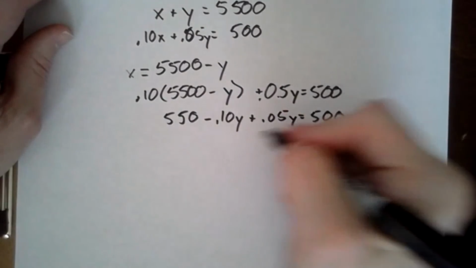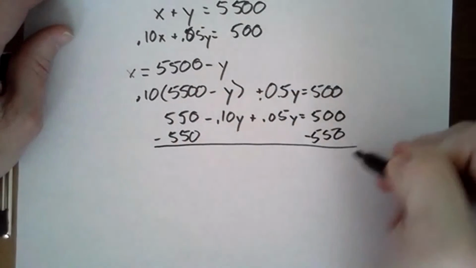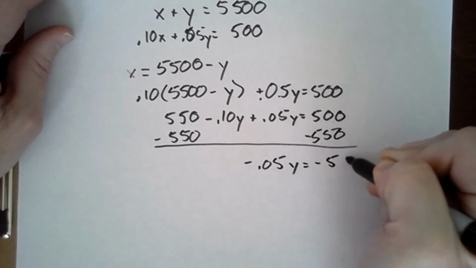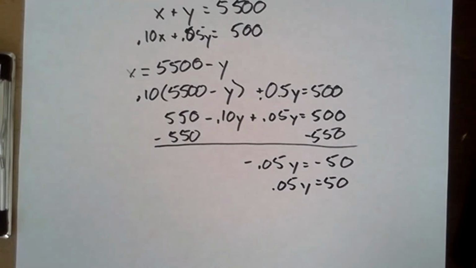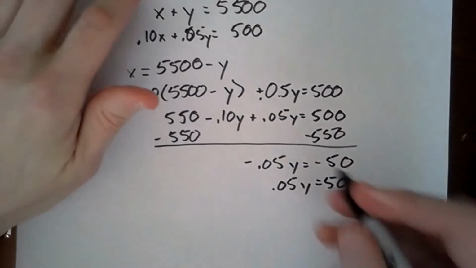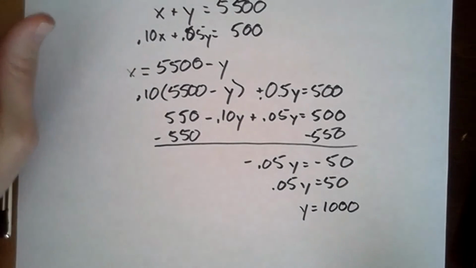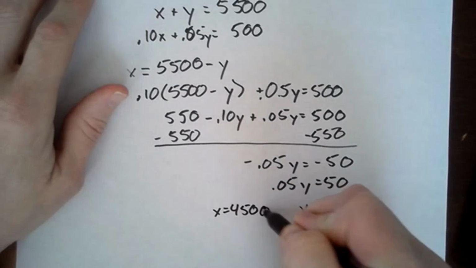Combine like terms and subtract 550 from both sides. I'm left with negative 0.05y equals negative 50. Therefore, 0.05y equals 50. And then divide both sides by 0.05. And I get y equals 1,000. Well then, if y equals 1,000, x equals 4,500.